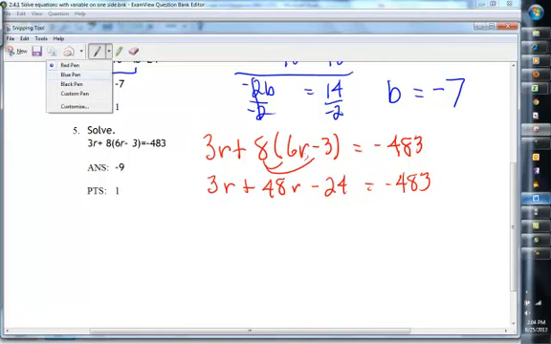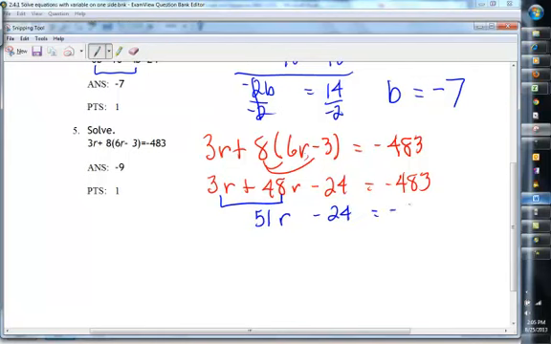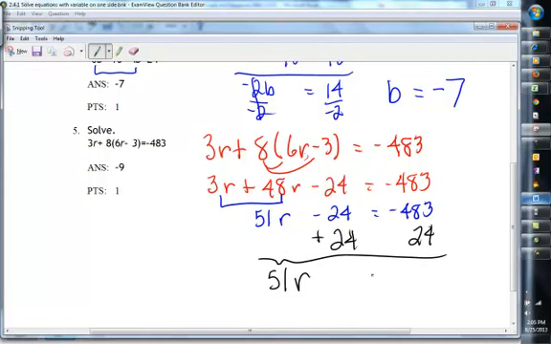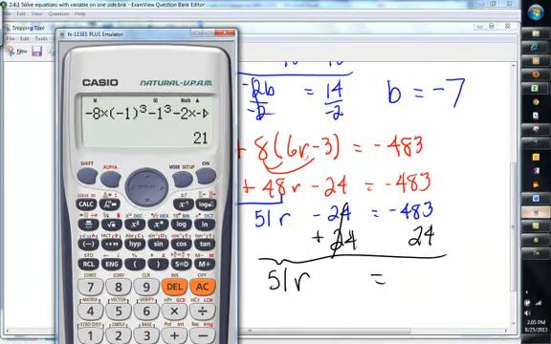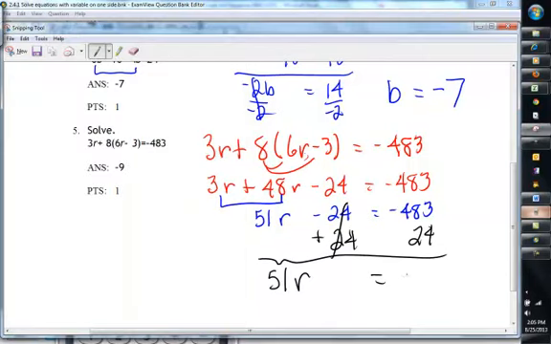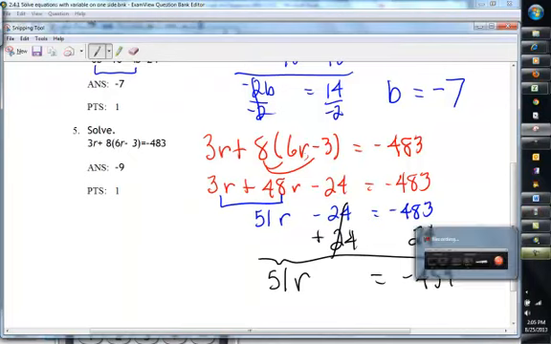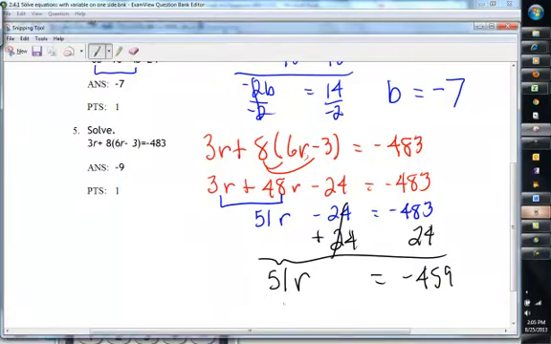Now we're going to combine like terms. 48r and 3r makes 51r minus 24 is negative 483. Now we're going to add 24 to each side, and we get 51r equals, take out our calculator, negative 483 plus 24 is negative 459. Divide both sides by 51.